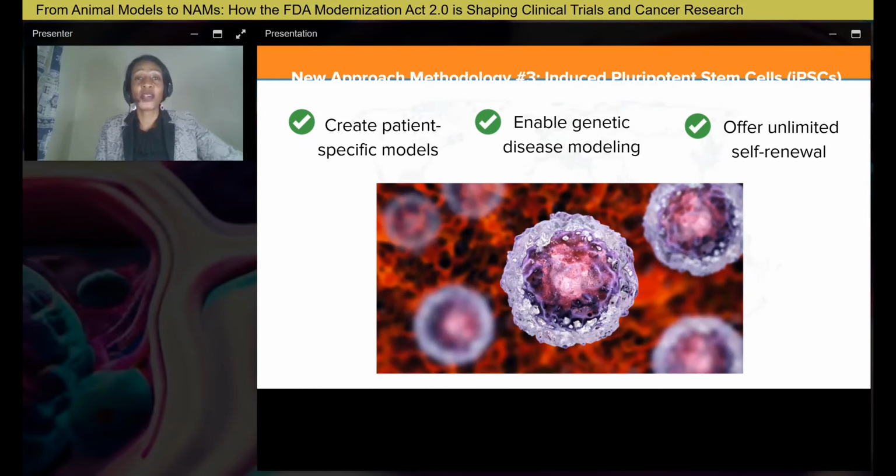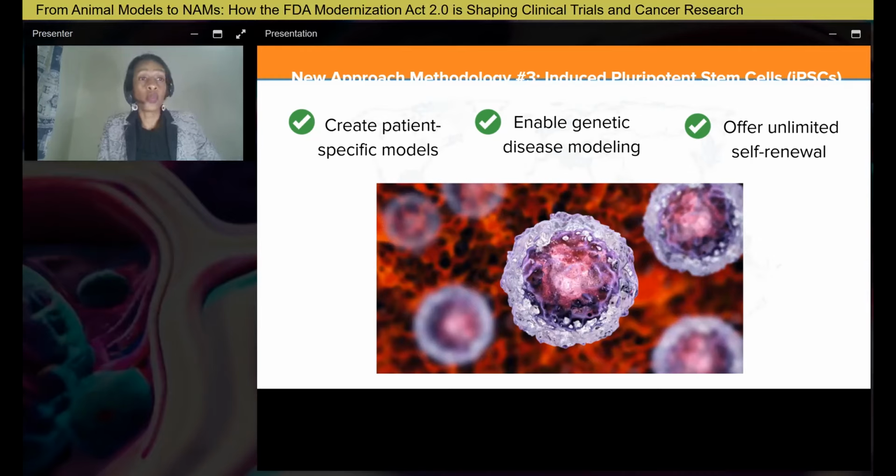The third methodology we look at are induced pluripotent stem cells. So here researchers begin with mature and well-differentiated cells. And through the addition of some genetic factors known as Yamanaka factors, named after the person who discovered them, these cells are reprogrammed back into a stem cell-like state. In short, researchers are able to create stem cells from mature cells. And this gives an obvious advantage over the use of embryonic stem cells, which come with ethical concerns.